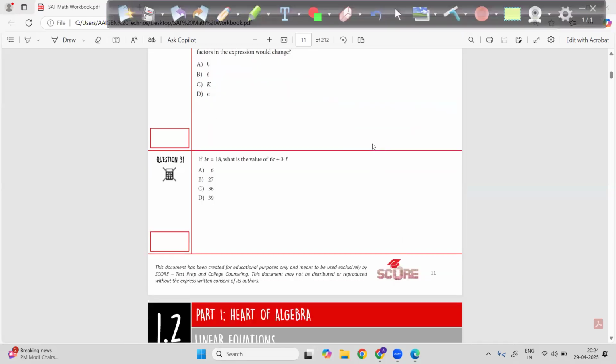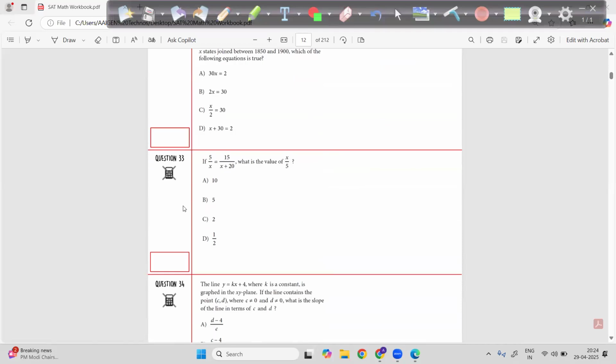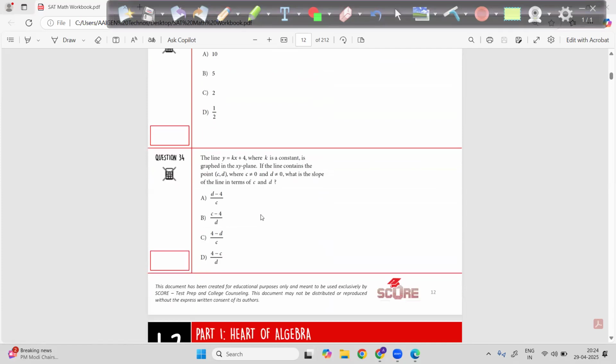You can't change the number of walls. You can't change this. So a direct question: 3r is 18, so 6r is 36. 36 plus 3 is 39. So this is also a linear function. You should be able to do this. Please solve this. You should be able to do this question. This is also a linear function.